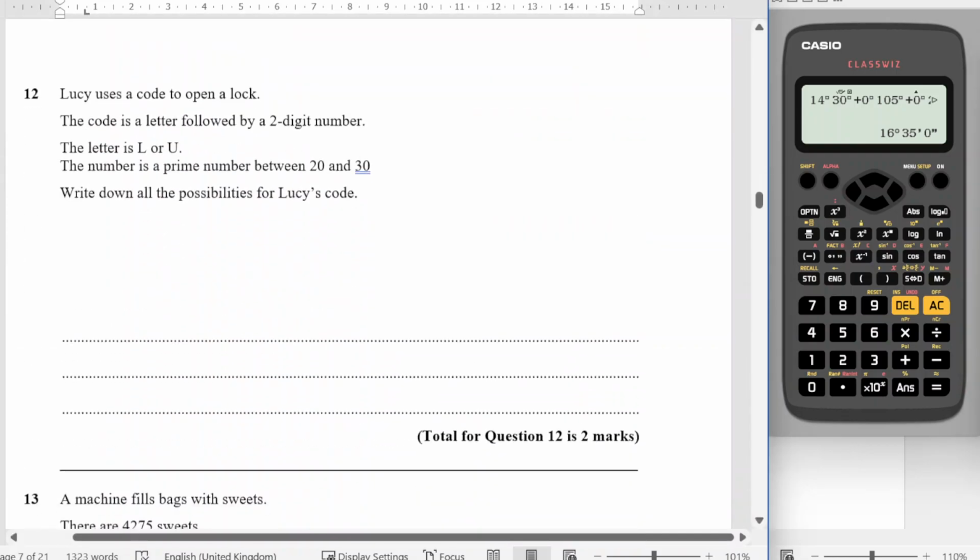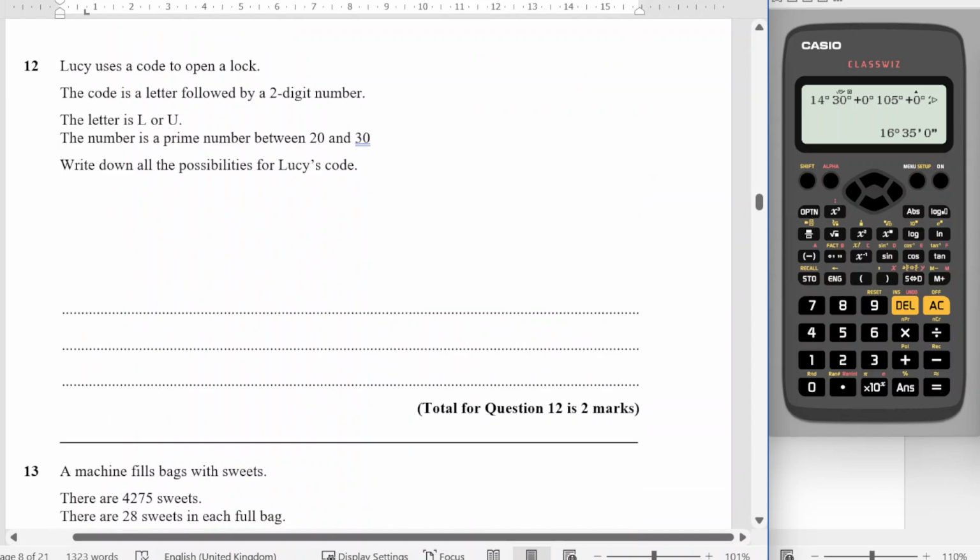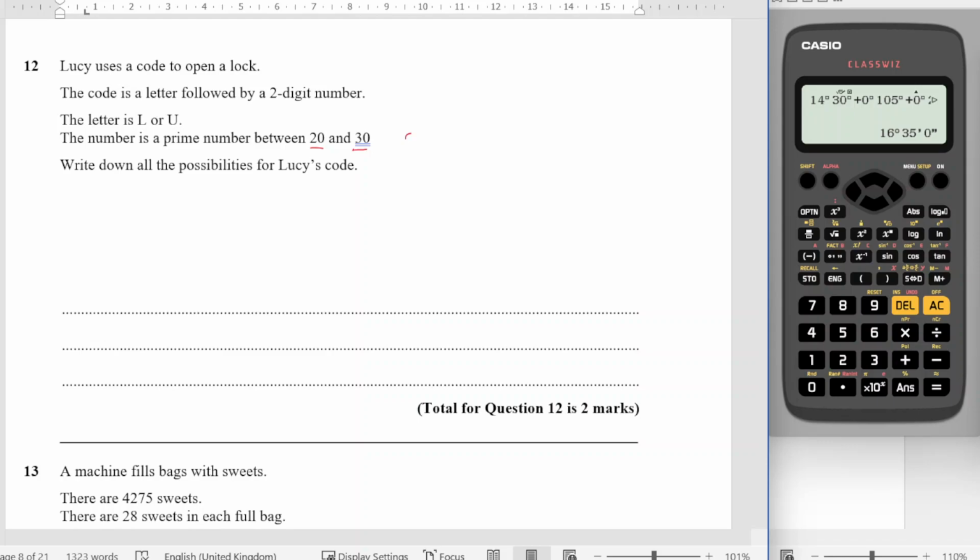Okay, question 12. Lucy uses a code to open a lock. The code has a letter followed by a 2-digit number. The letter is L or U, and the number is a prime number between 20 and 30. Write down all the possibilities of Lucy's code.